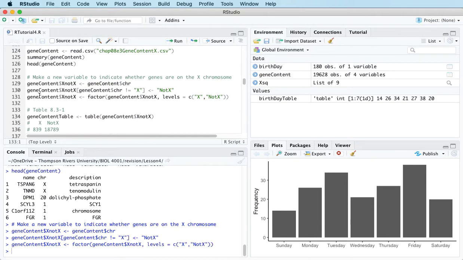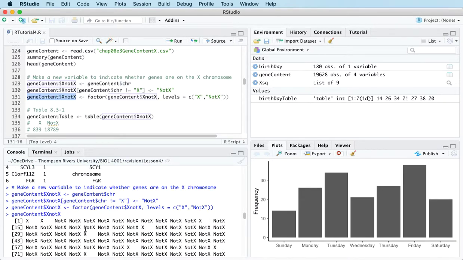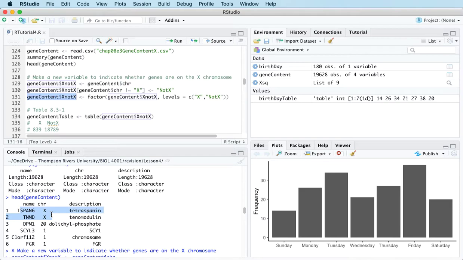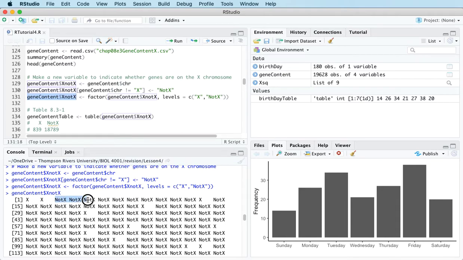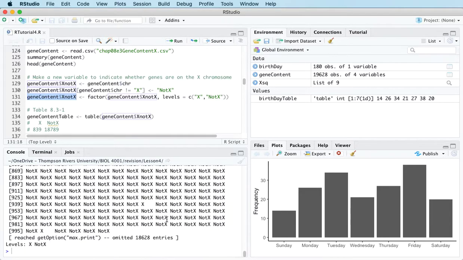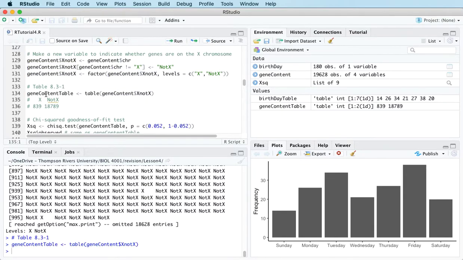So I'll just set it up and then we'll take a look at it. Okay, so what I've done is I've created a new variable, and it's going to be equal to X if that gene is on the X chromosome. So for example, the first two are on the X chromosome. The next four are not, and so we're recording not X for the next four. Okay, and then we can go through the whole rest of the data set and match things up like that. But what I'm going to do next is just tabulate our results.